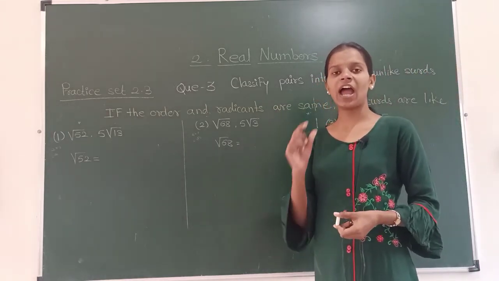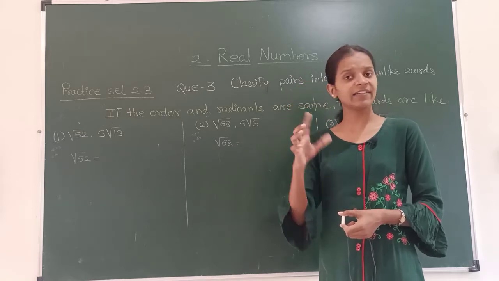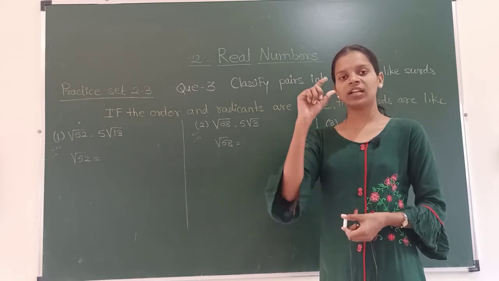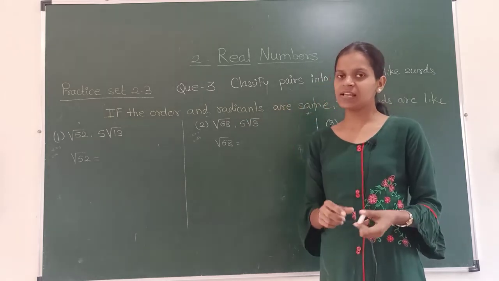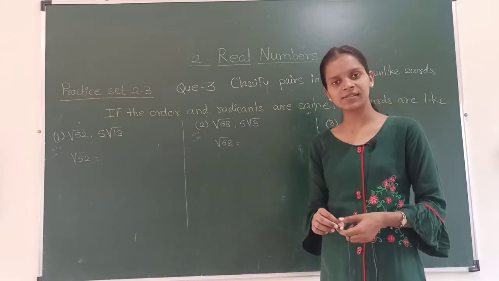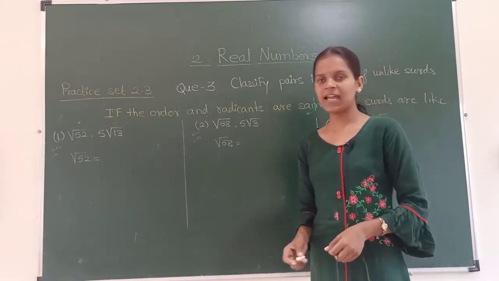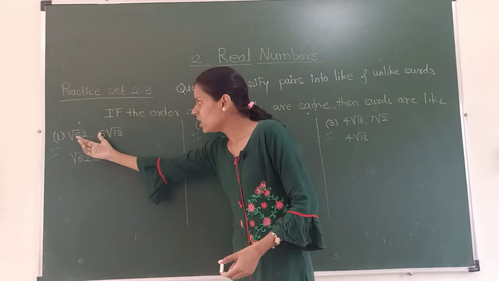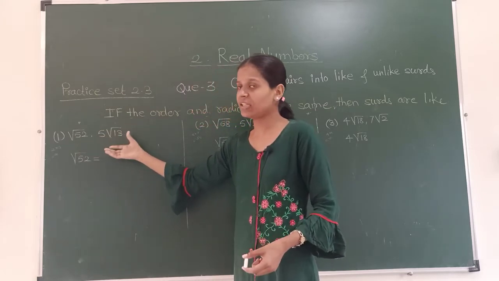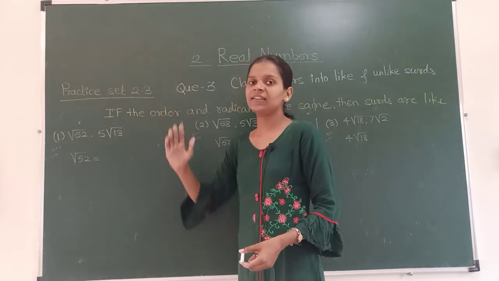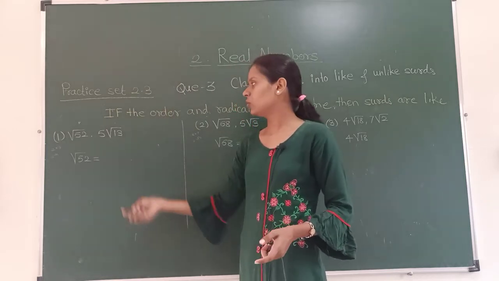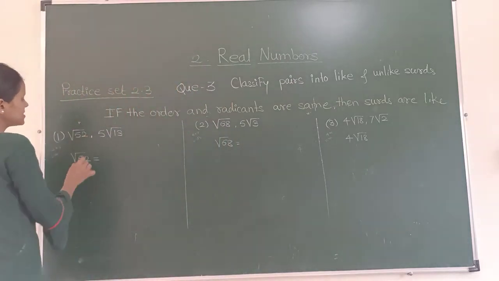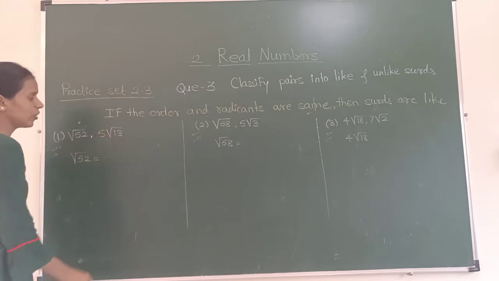Then what do we have to check? We have to check the order of the surd and the radicand of the surd. If there are pairs of surds, it means there are two surds. If we check the order and radicands of the surds and they are the same, then it is called like surds. If they are not the same, then it is unlike surds. We can classify it very simply, but looking at these numbers, we can't classify them. We have to further solve it, and by simplifying the surds, we will come to know the order and radicands of the surds. See here, the given surds are under root of 52 and 5 under root of 13.